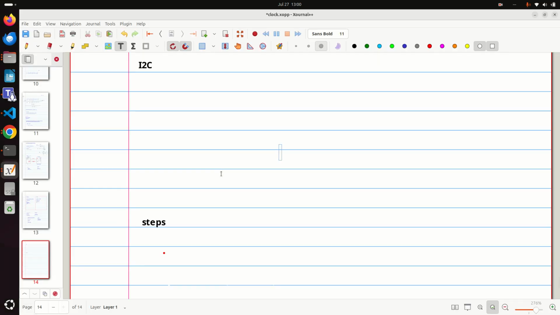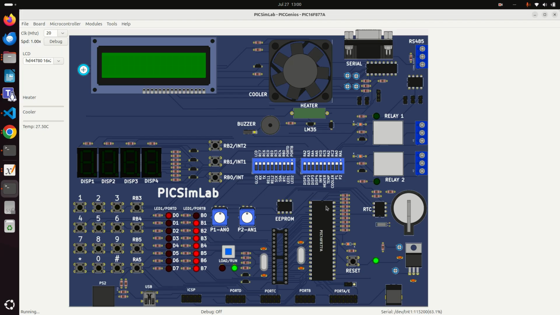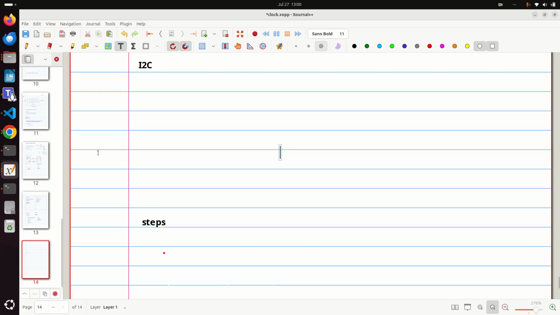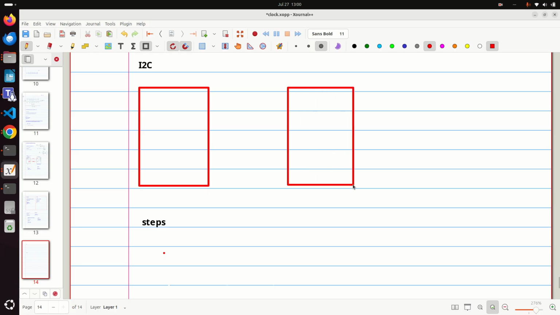So let's consider an example. Here we have PICSimLab, isn't it? This is the microcontroller, and this is the master which wants to communicate with the I2C device, that is nothing but the slave. So now the microcontroller wants to communicate with I2C. In order to do the communication, we are using the I2C protocol. So now we have a master and also a slave.